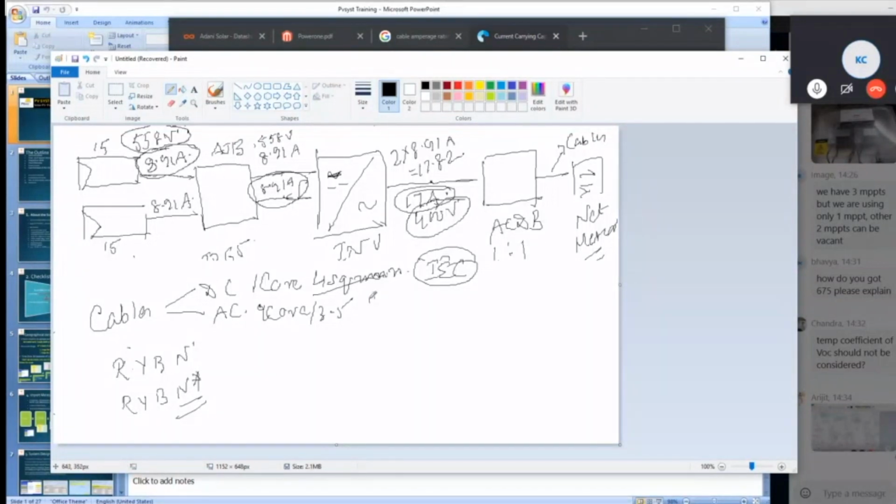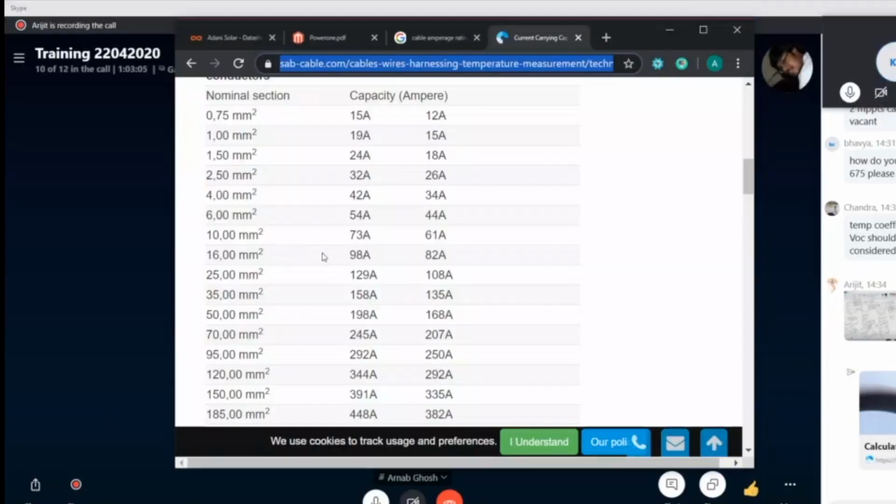3.5 core, 4 square mm copper cable for AC is more than enough for our design. So fine. Now the question comes, we can check two types: one is copper, one is aluminium. Aluminium costs much less than copper. Copper has better conductivity. That is why for the DC side, we will always be using copper.